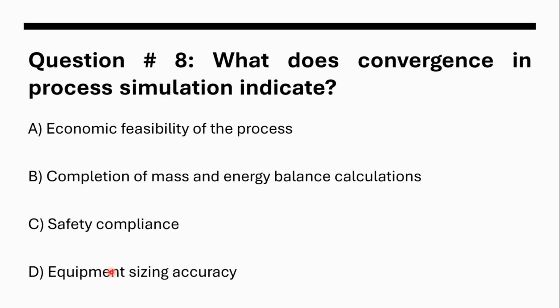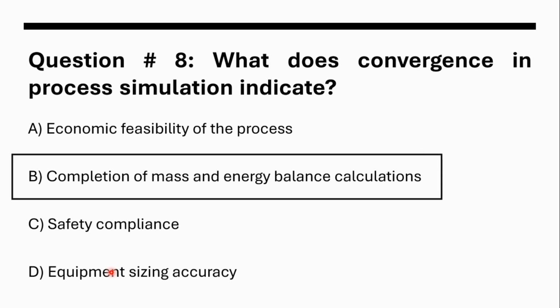Once we talk about convergence in any process simulation, it means that the simulation model is converged. Converged means we have got the solution and our material and energy balances are accurate. That means that the total mass in is equal to total mass out, and heat flow in is equal to heat flow out. So our correct option is B, completion of mass and energy balance calculations.